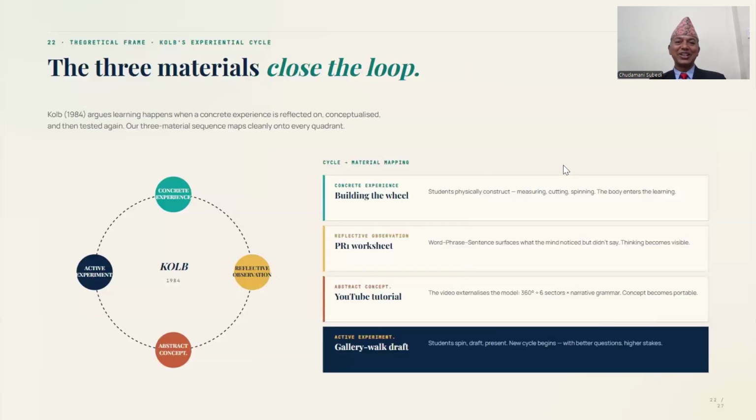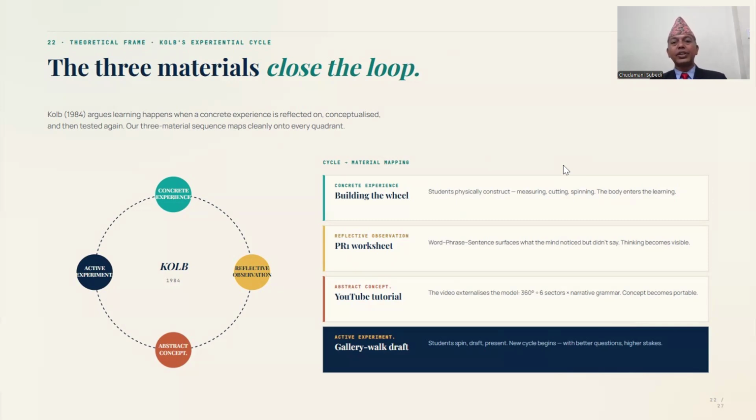The three materials close the loop. Kolb, 1984, argues learning happens when concrete experience is reflected on, conceptualized, and then tested again. Our three material sequence maps cleanly onto every quadrant: concrete experience, then reflective observation, in the same way abstract conceptualization, then active experimentation.